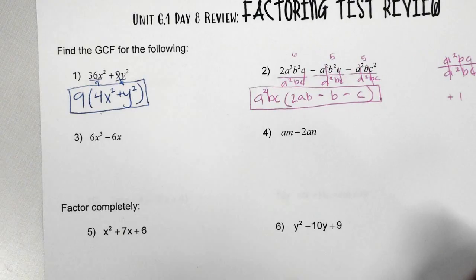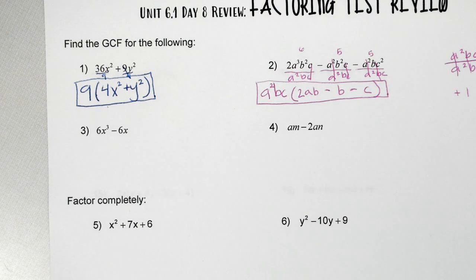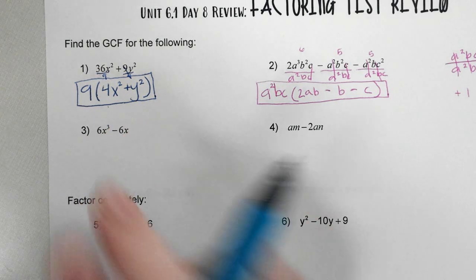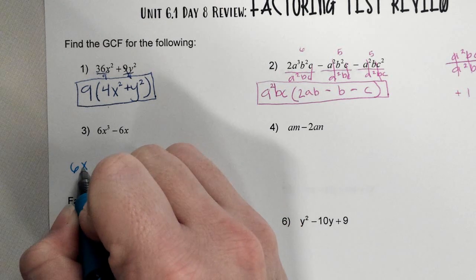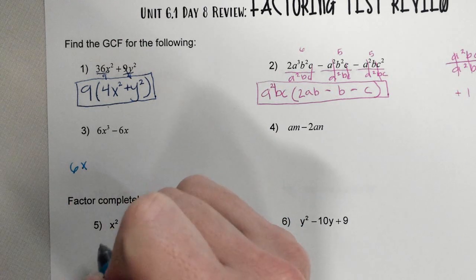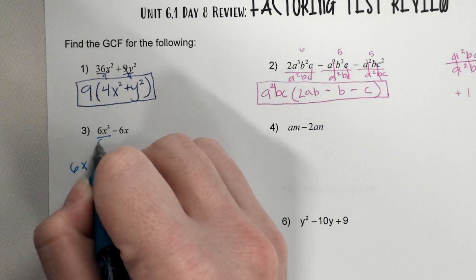Okay. Let's look at number 3. When the numbers match, that's your GCF. Because 6 goes into 6, 6 is your GCF. Now, they both have an X, and again, you take out your smallest. This was 1, this one's 3, so I take out 1. So 6x is my GCF.